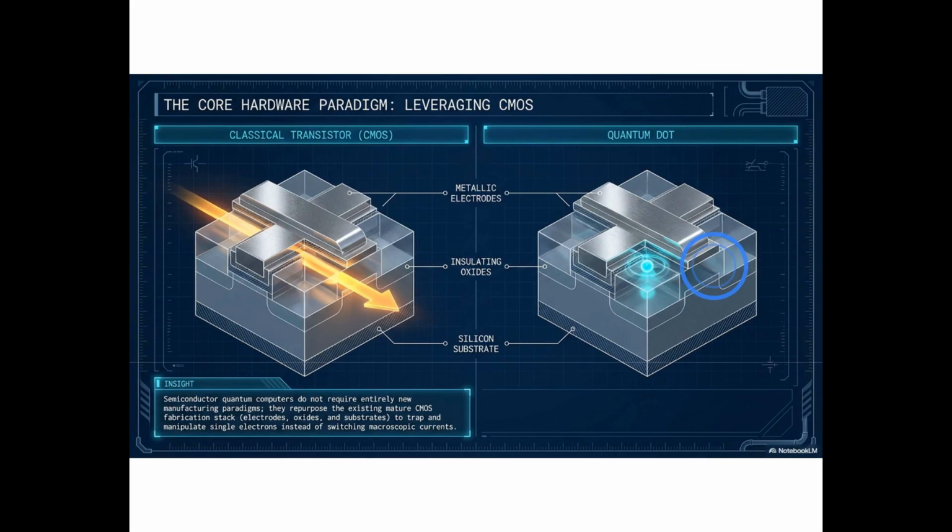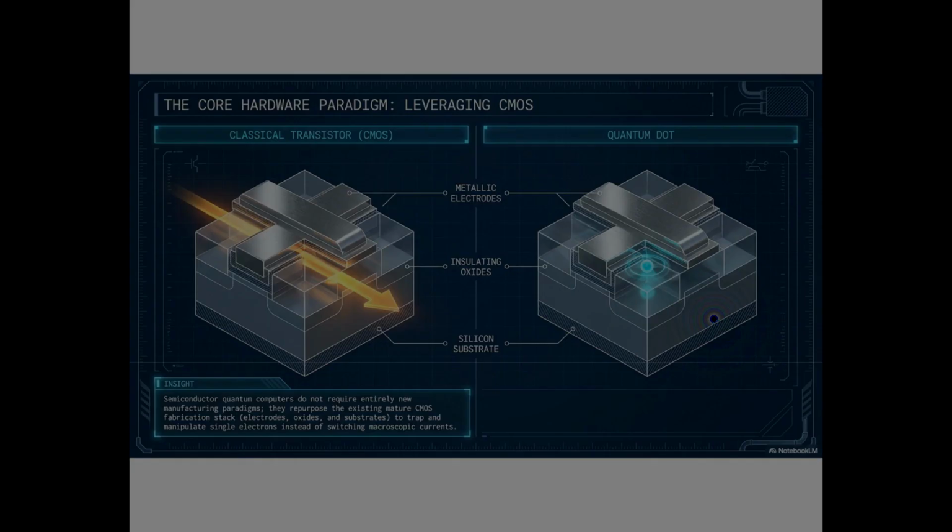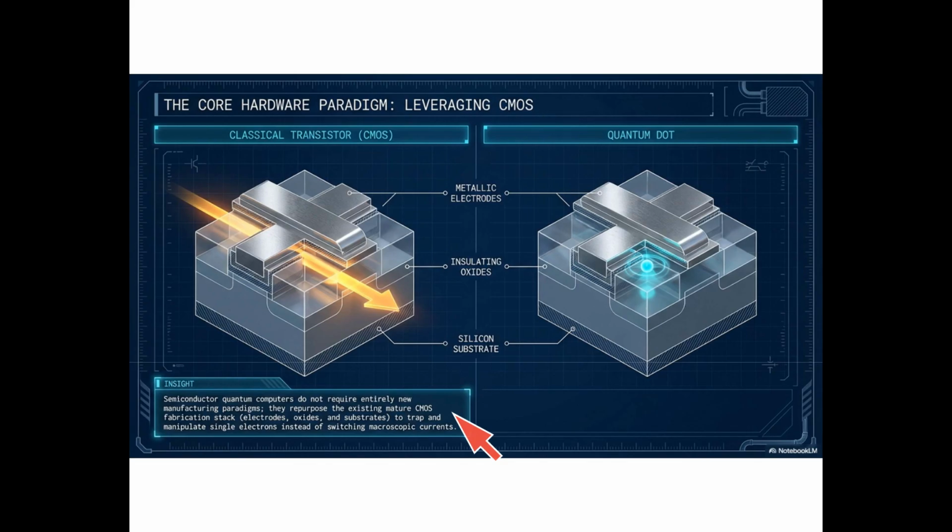Now look at the quantum dot on the right. The material stack is identical, same electrodes, same oxide, same silicon. But instead of switching millions of electrons, we are trapping just one single electron, shown here as this glowing teal sphere. The insight in this callout box is the foundation of this entire field. Silicon quantum computers repurpose the existing CMOS fabrication infrastructure. They do not replace it.